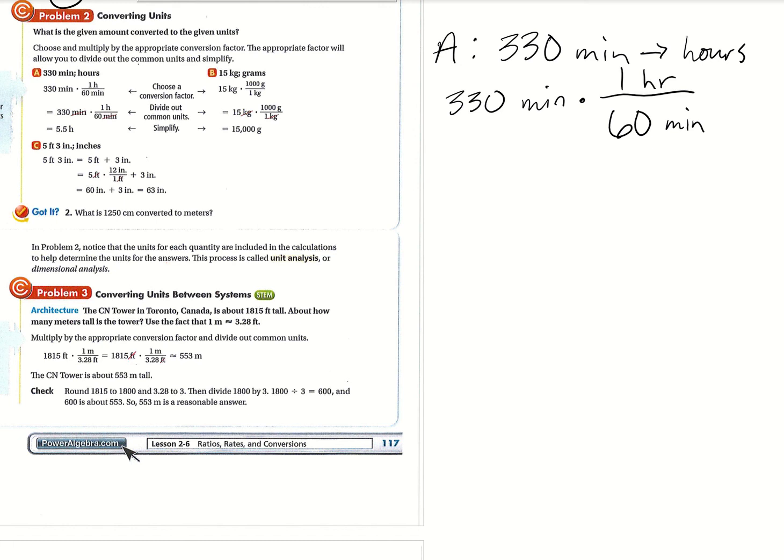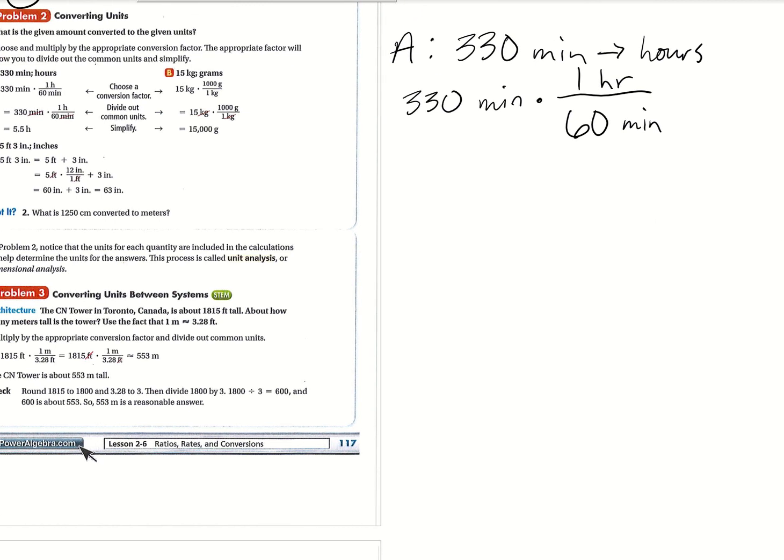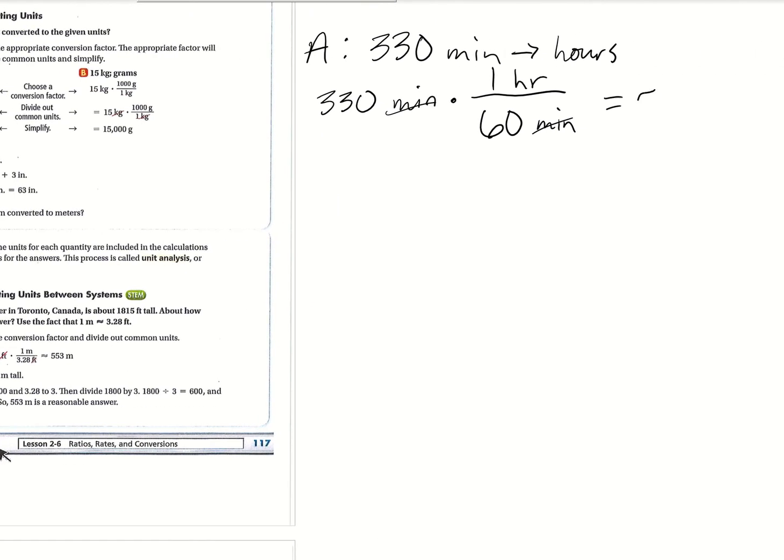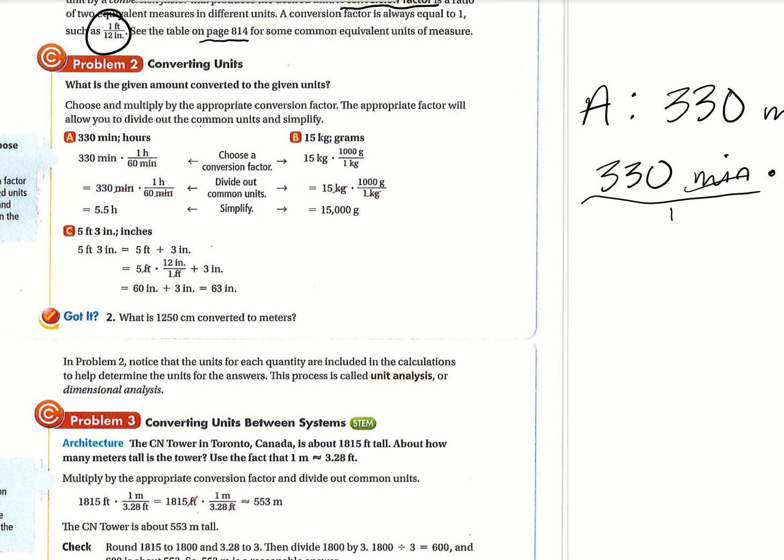So you would just do 330 times 1 over 60, which is the same thing as 330 divided by 60, and then these cancel out. You're left with hours. All right, and I don't have a calculator, but it looks like they say that is 5.5 or 5.5 hours. I want you guys to go ahead and try part C.